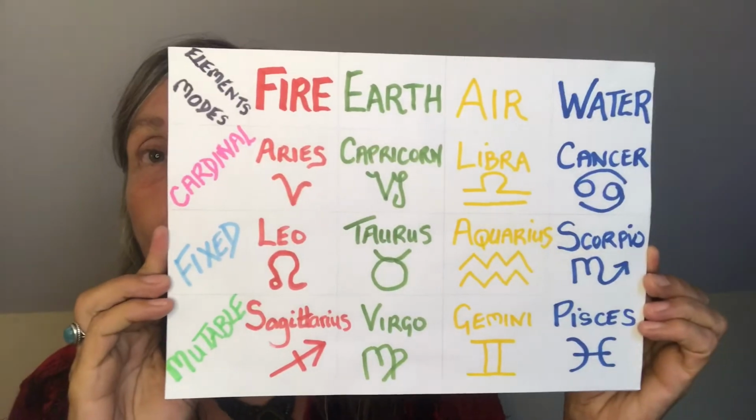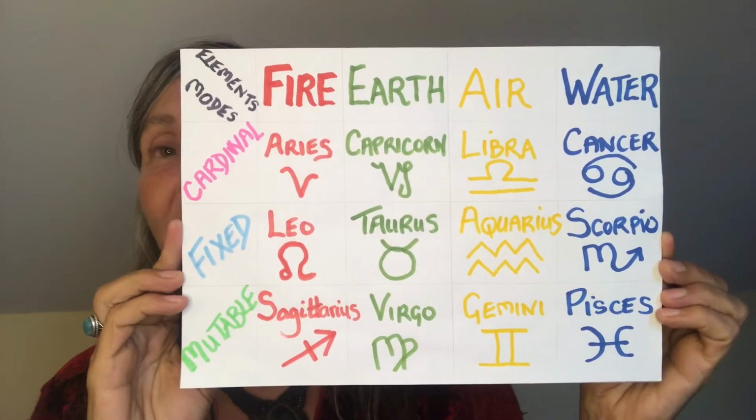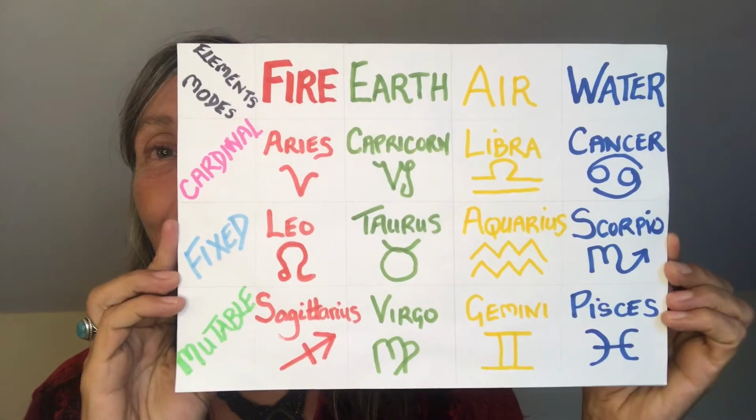So what I've done is I've created another chart here, which again I will put up in the video, and you can take a screenshot of it so that you have it to keep. So what I'd like you to do over the next time till you get the next lesson is to consider the combination of the element and the mode.